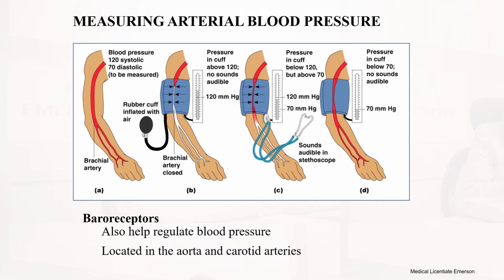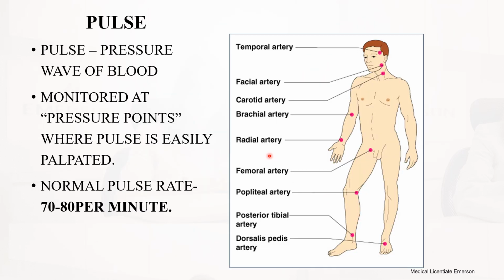Okay, so you have the pulse. Pulse is the pressure wave of blood. It is monitored at pressure points where the pulse is usually palpated, and the normal pulse rate is, like I said, 60 to 100. Remember, 60 to 100. And where can you measure the pulse rate?